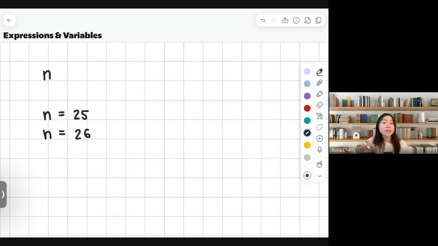Variables allow us to describe mathematical relationships in a much more general way instead of just using specific numbers every single time. So this is what variables are.